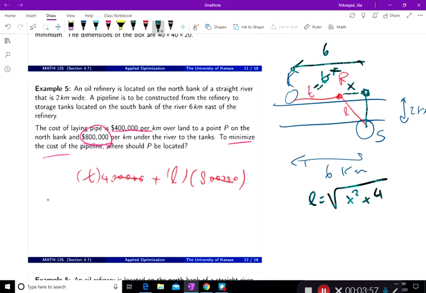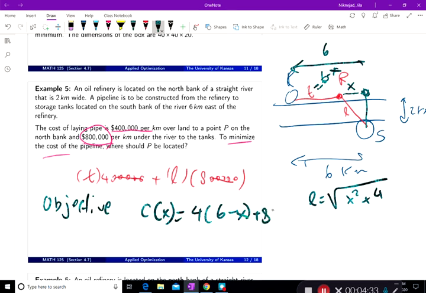What I did right now is that I actually found the constraint: T equals 6 minus x, and L equals the square root of x squared plus 4. Now I'm plugging it back into the objective. The cost of x is going to be equal to 4 times (6 minus x) plus 8 times the square root of x squared plus 4.